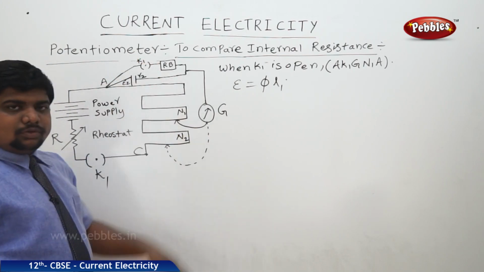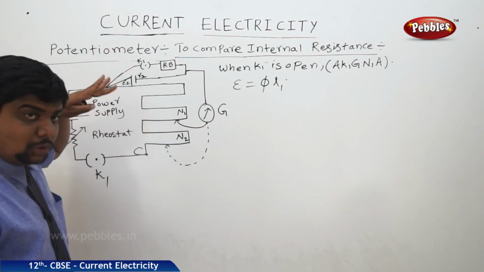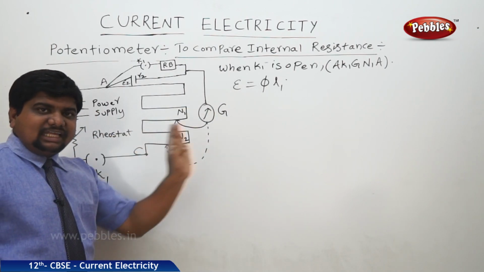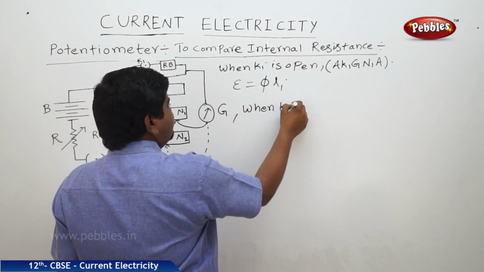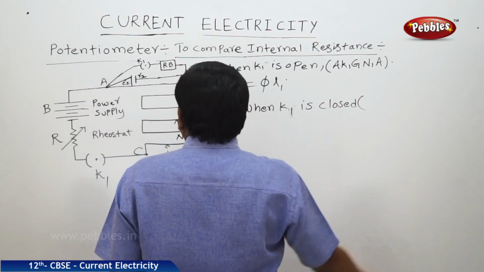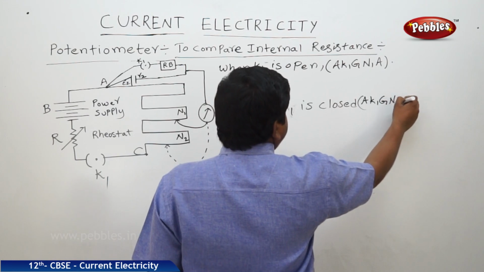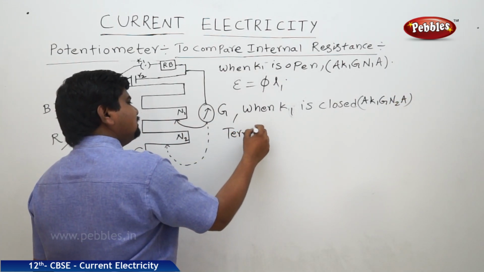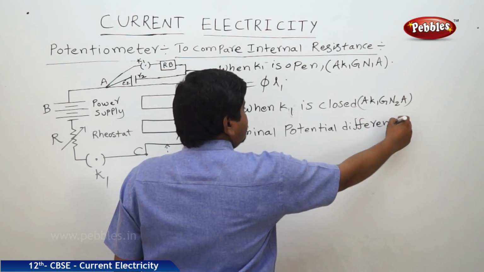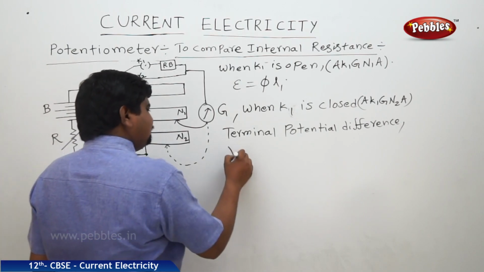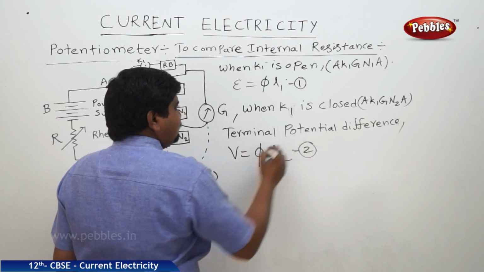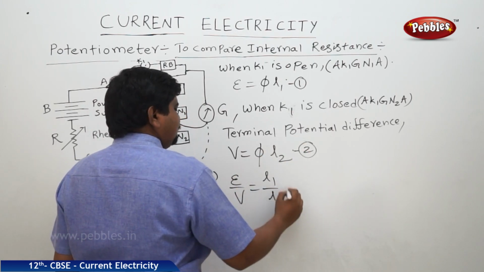Now, just close the K1 key. Whenever you close the K1, current will pass through it. Then at the ends, we can find the terminal potential difference. When K1 is closed, what is the direction? A, K1, G, N2, A. It will become the terminal potential difference. What is the terminal potential difference? V is equal to phi L2. Therefore, this is equation 1, this is equation 2. E by V is equal to L1 by L2.